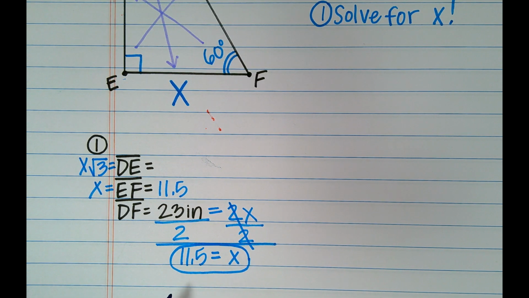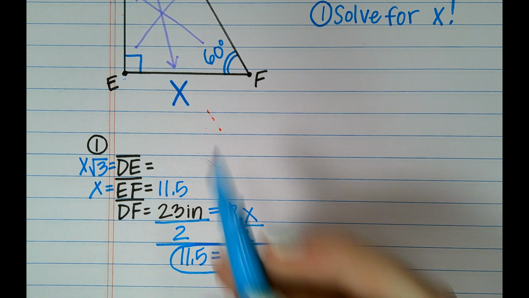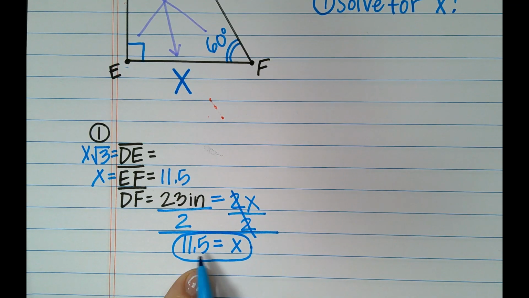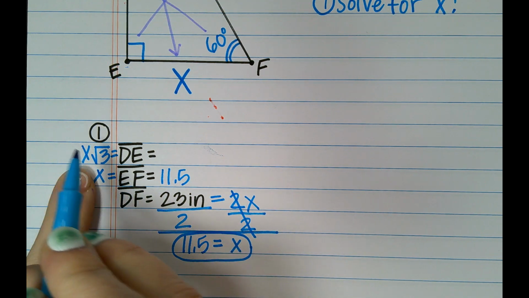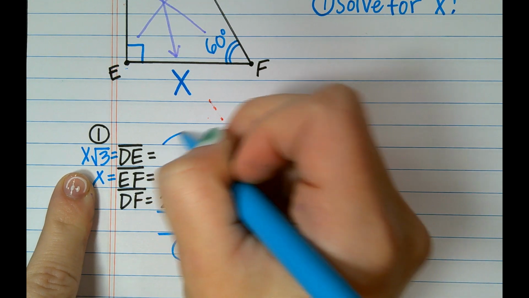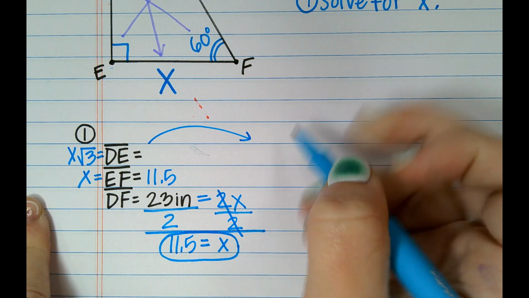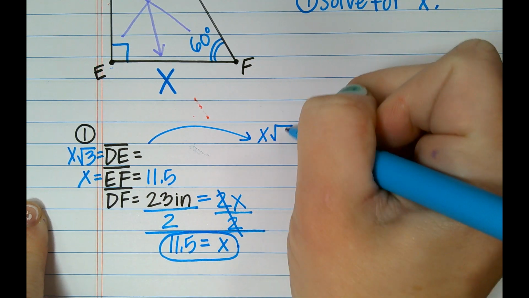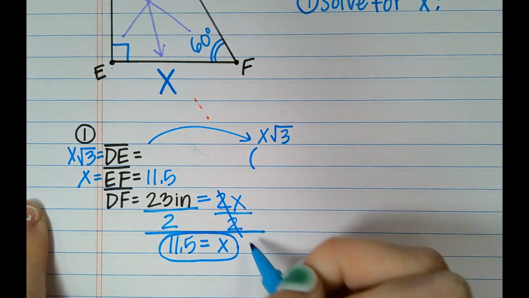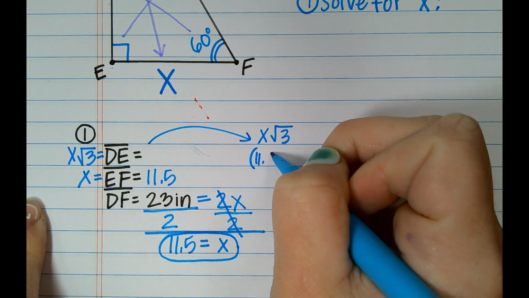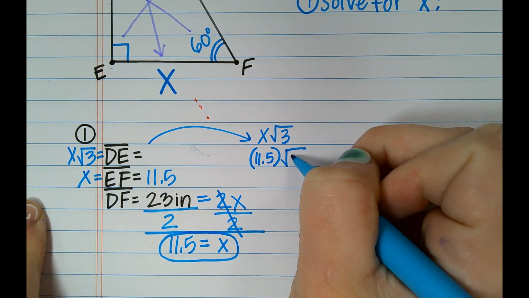I know x, and I know that DE is x times radical 3. How can I solve for DE? Plug in 11.5 for x. Yes. We're going to take our x value, 11.5, and plug it in for x. So instead of x times radical 3, we're replacing x with 11.5 times radical 3.